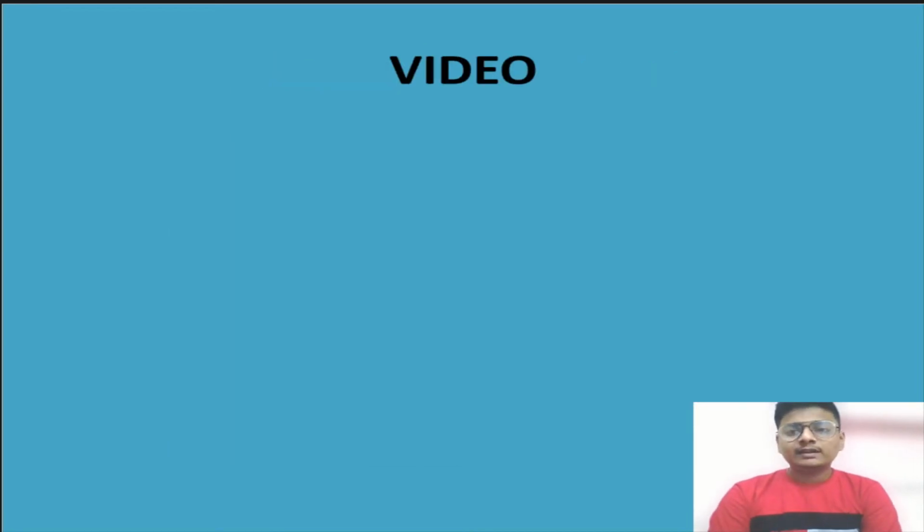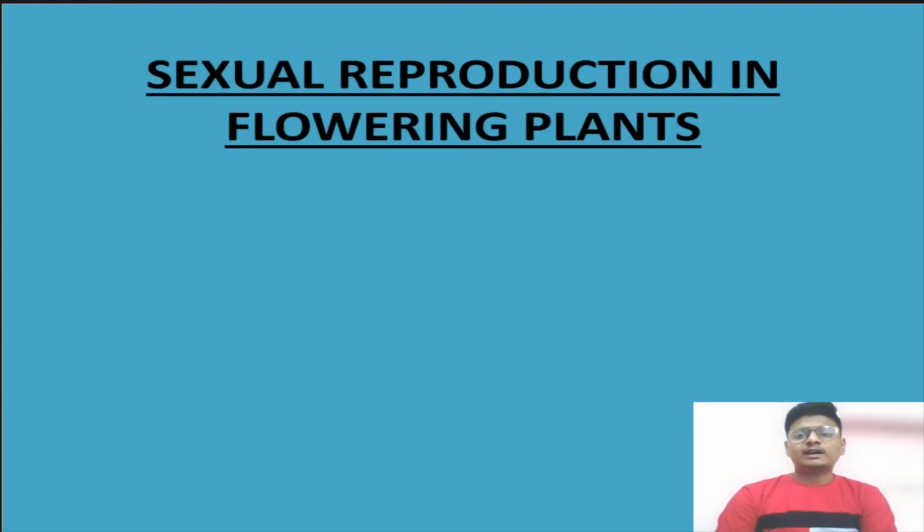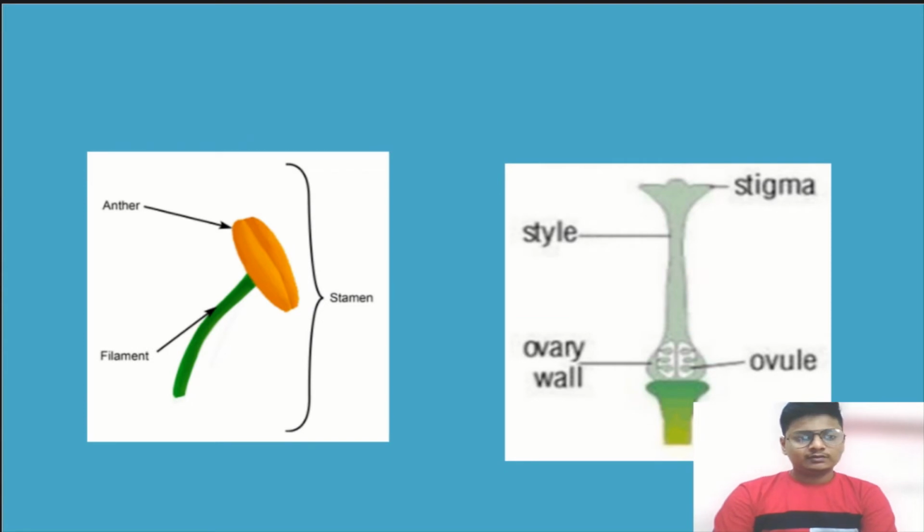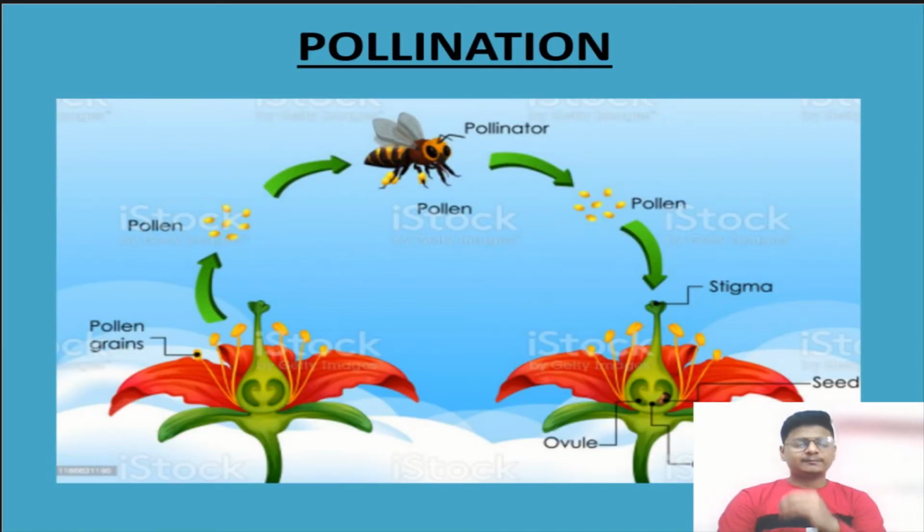Now we are going to study about sexual reproduction in flowering plants. Okay students, how is this reproduction taking place in these flowering plants? See, now we know about this anther, filament, which is known as stamen, the male part, then stigma, style and ovary, which is known as pistil, the female part. So how is this pollination taking place? So see, this is the cross pollination shown over here, from one flower to another flower.